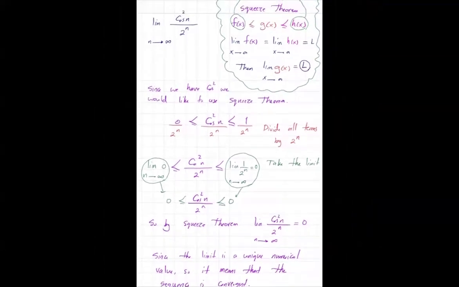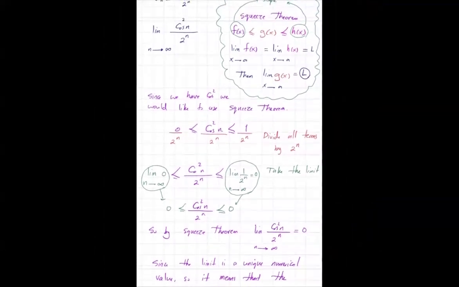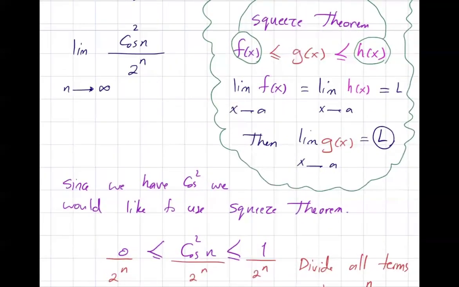So the takeaway from this question is, as long as you have cosine, sine, or those types of functions, and you can squeeze them between two other simpler functions, use the squeeze theorem. Intuitively, you could say that since cosine squared of n approaches a number, we don't know what that number is, but we have a number.